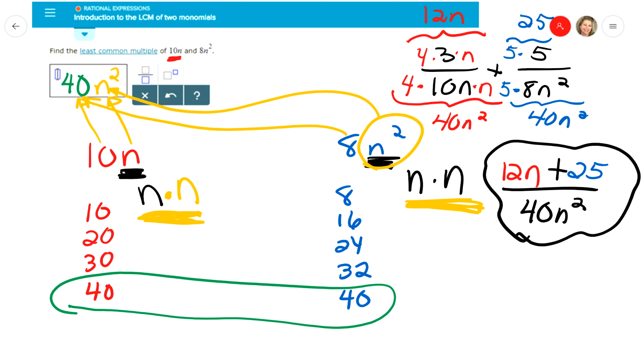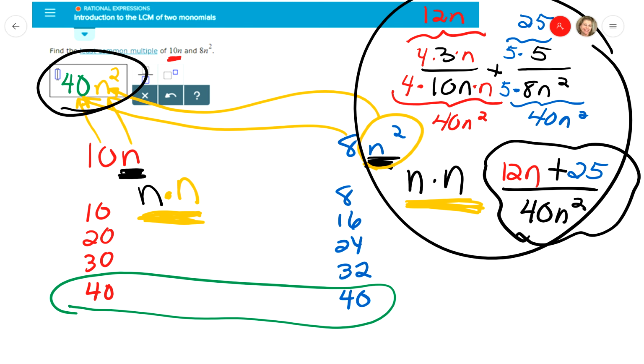That's how you would use least common multiples in this situation. But all they asked for was what would be the least common multiple. So my answer is 40n squared. If they took it a step further, maybe in a future problem, you'd be doing something like this. Hope that explains that.